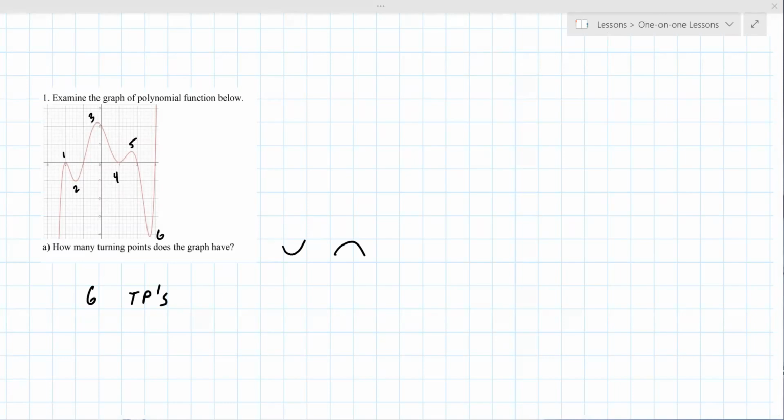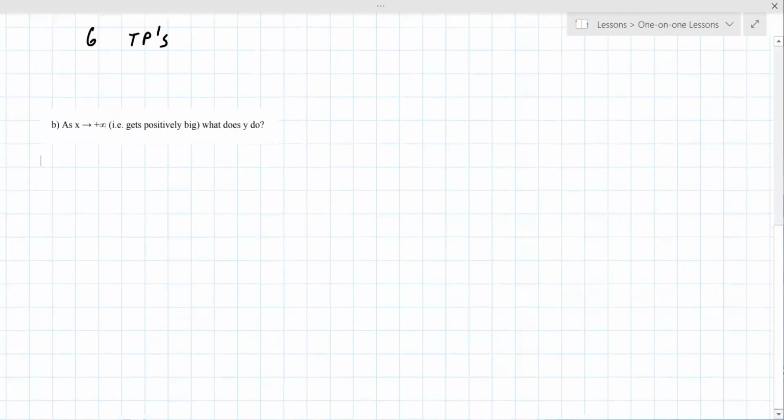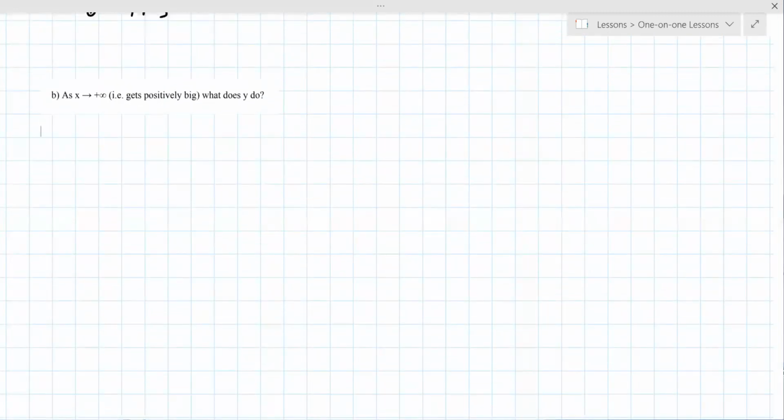So I'm going to grab, let me get the next question, and then I'm going to snip in the graph with each one because it'll be much clearer to do if we have a fresh picture each time. So it says as x goes to infinity, okay, what does y do?